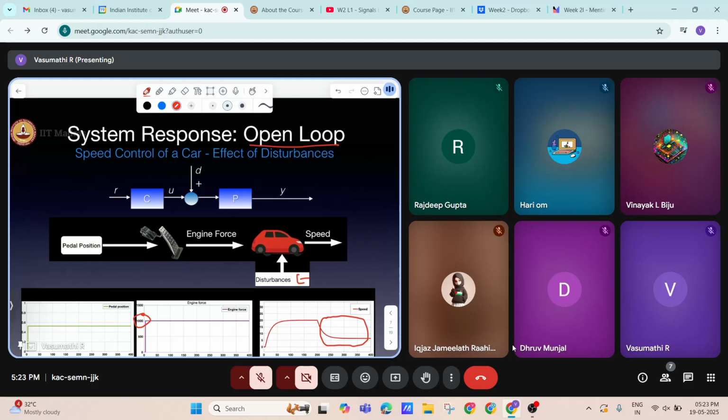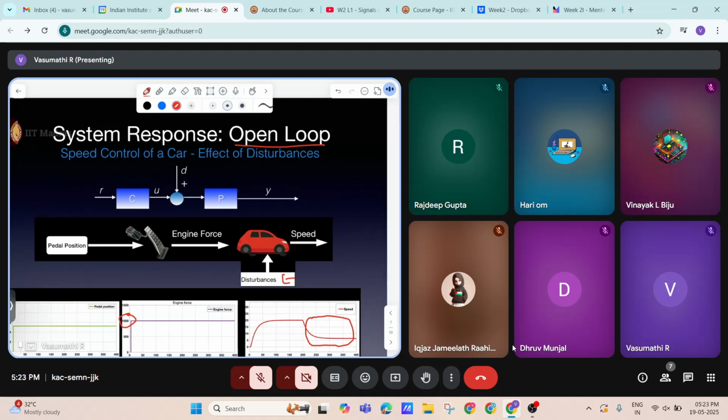There is no other way to correct these things. There is no other help you can do to correct the system. It will stay like that forever, as long as the disturbance is present in the system.